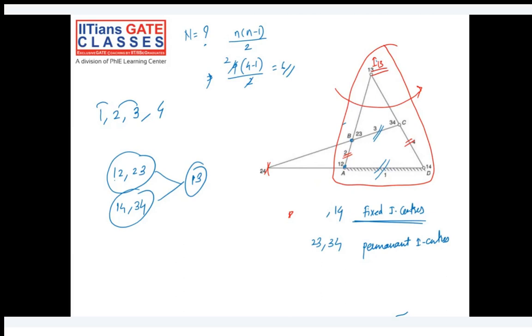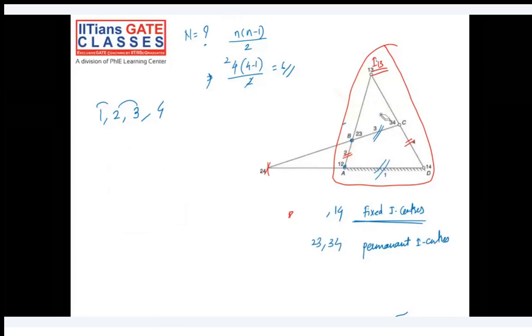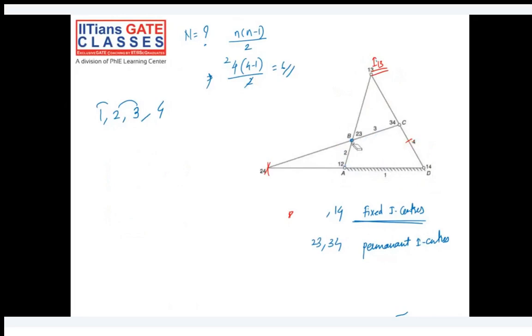Okay, draw these figures. I'll wait. I'll just rub the things which are not necessary. If you just draw the figure, that's enough. And you should know these fixed centers and permanent centers.